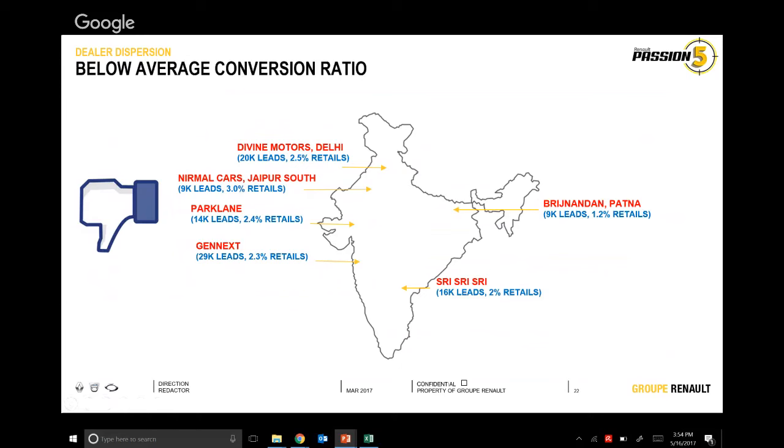It is just the nurturing cycle, and how we treat those leads, how we efficiently address the customers, how is our reach out time to those customers, how is our test drive to those customers, how are our home visits to those customers, that eventually influence our retail cycle.